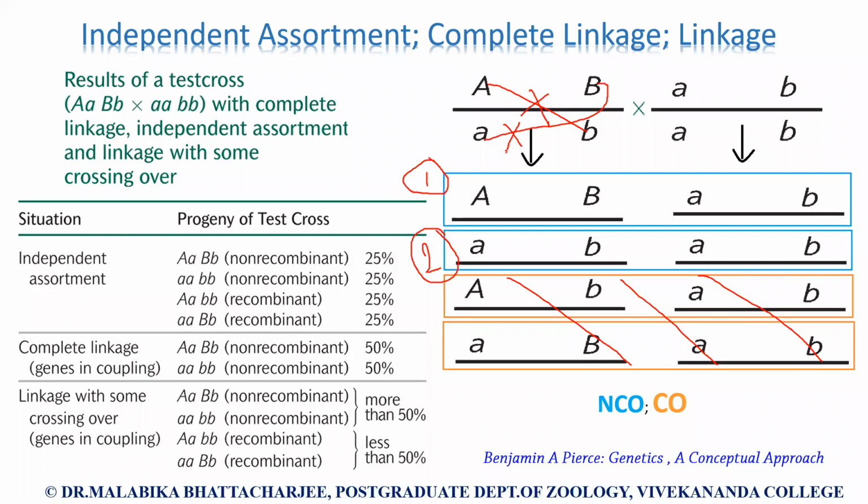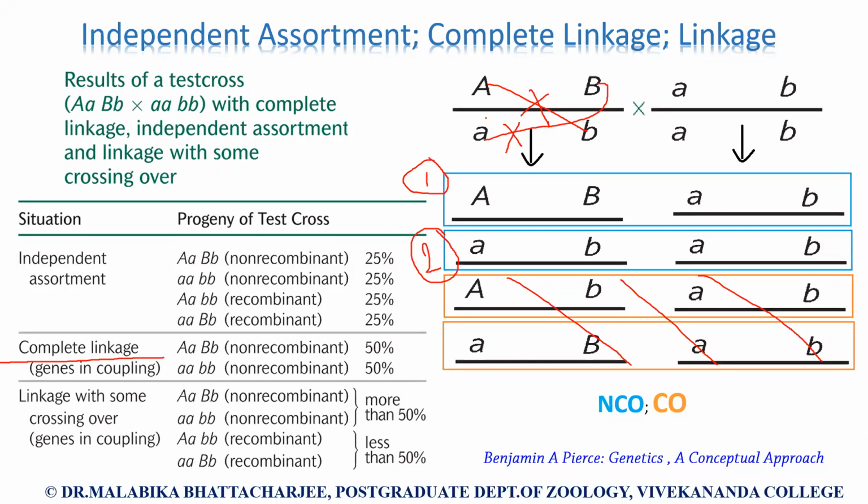Thus, we are not getting any crossover products. If this happens, then we have to assume that the two genes in consideration are somehow linked. Because they are linked, they are not able to assort independently. So comes the second concept, complete linkage.